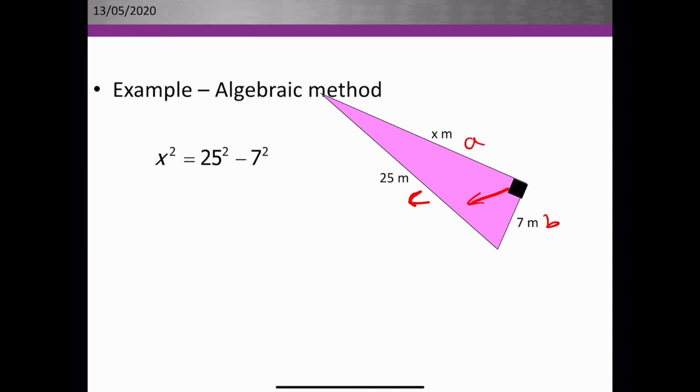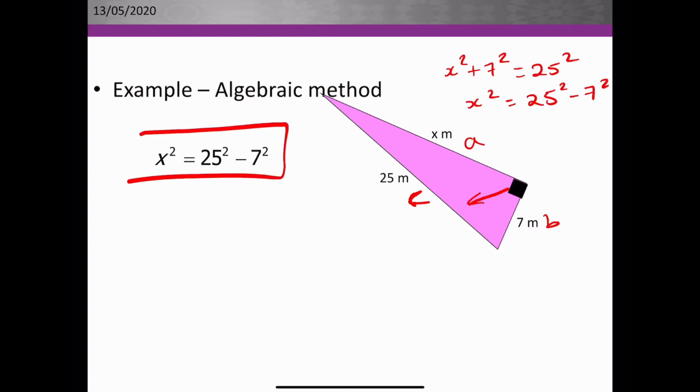Now if you don't want to start it in that way, you can start with x squared plus 7 squared equals 25 squared, and then x squared equals 25 squared take away 7 squared. A lot of books will actually start it this way because they already know that you're not trying to find a hypotenuse, you're trying to find one of the other sides. Hence why you now take away. So therefore you're left with 24.